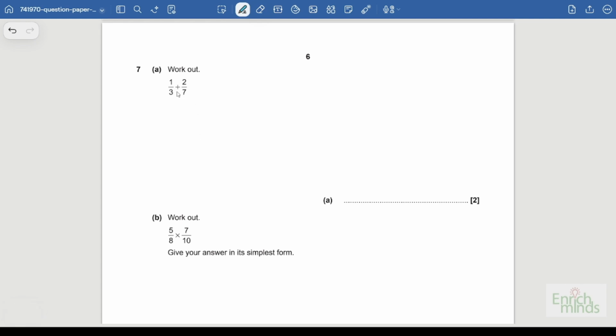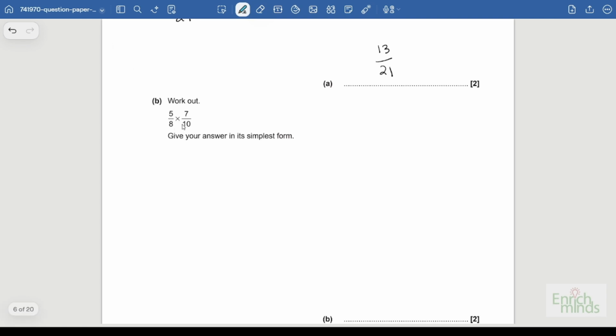Work out 1/3 added to 2 sevenths. Now here we see we need to make the denominator the same. They don't have any common number in between. There is no common factor for them. So in that case, you need to times the first fraction by 7 and the second fraction by 3. So that I have a common denominator now, which is 7 threes is 21. And the numerator will be 7 times 1 is 7. And I'm directly writing this step. 2 threes is 6. So 7 added to 6 is 13. The answer is 13 over 21.